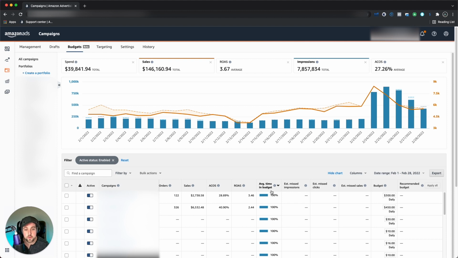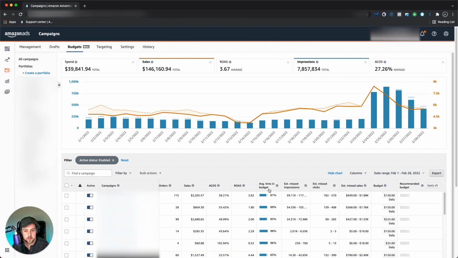And once you've determined that, this is where you can really start to hone in across a whole account level of different campaigns, especially if you've got a big catalog. Like in this particular instance for this account, we can take a look at all the campaigns and actually see which ones are running out of budget. So what I want to do first here is just click on this AVG time in budget, so that way it's basically showing anything that hasn't been in budget 100% of the time.